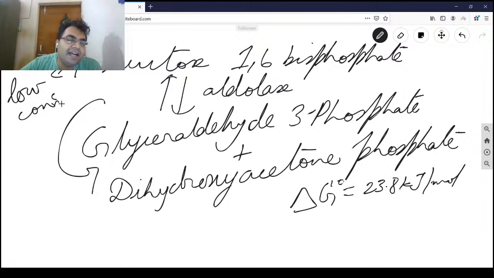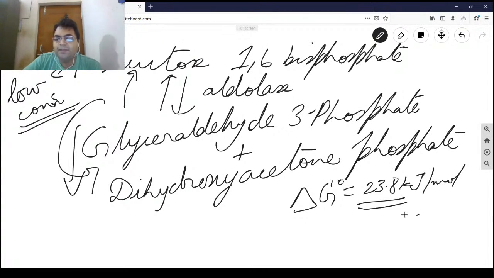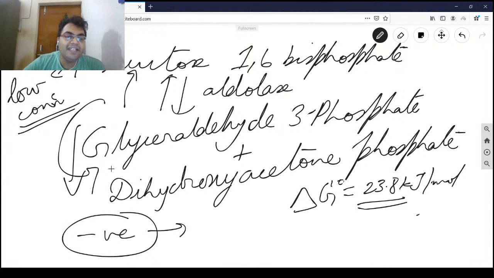If it was present in high concentration, then you would never have been able to go in this direction. It will always favor this direction because the del G of this direction is positive. You cannot have positive, or highly positive, in this direction. So if you want a reaction to happen, then the del G must be negative, and if it is highly negative, then it becomes an irreversible reaction, right?